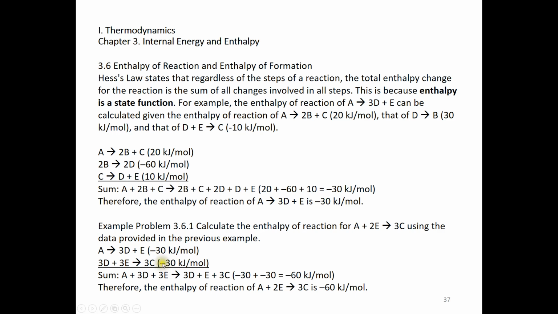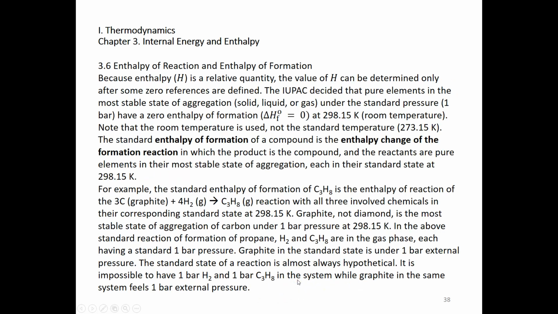And then we combine these two. On the left we have A plus 3D plus 3E. On the right we have 3D plus E plus 3C. The 3D on the left and the 3D on the right cancel, and over here E partially cancels. And then we have this final equation, A plus 2E, we get 3C. And the enthalpy of reaction is simply negative 30 minus 30, it's negative 60.